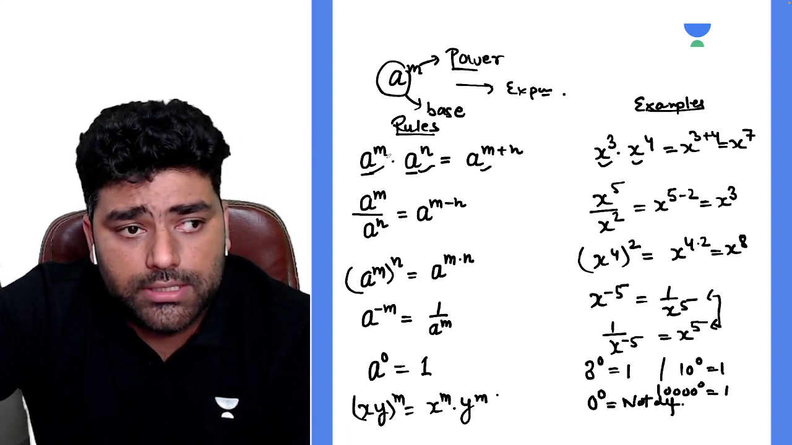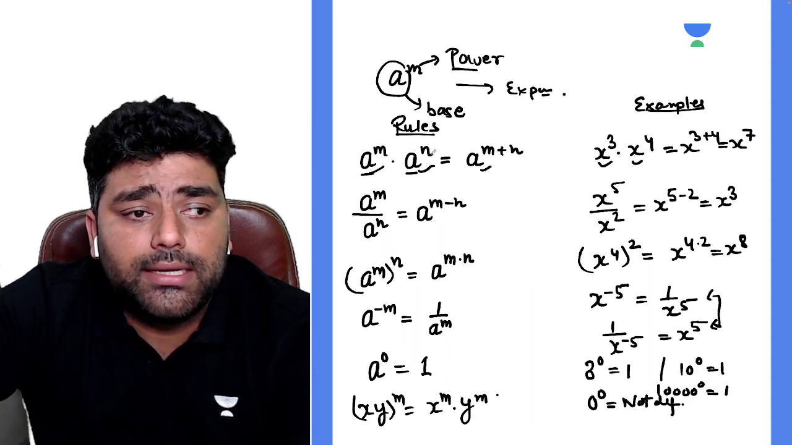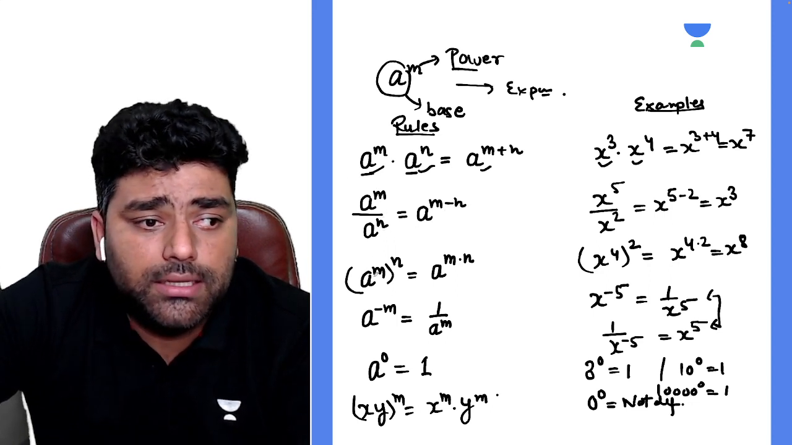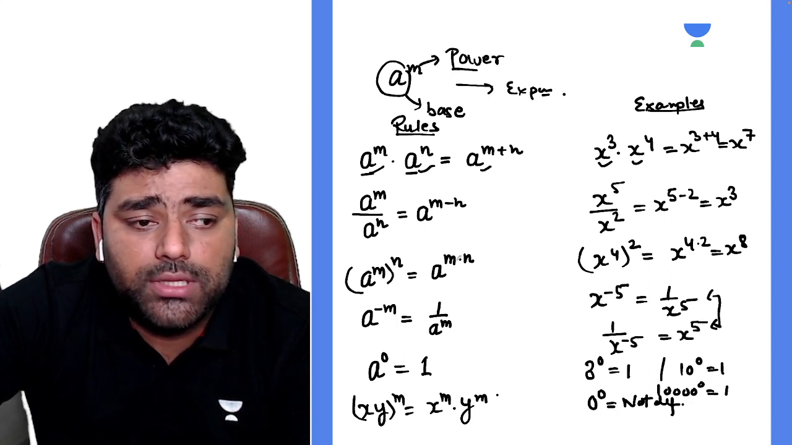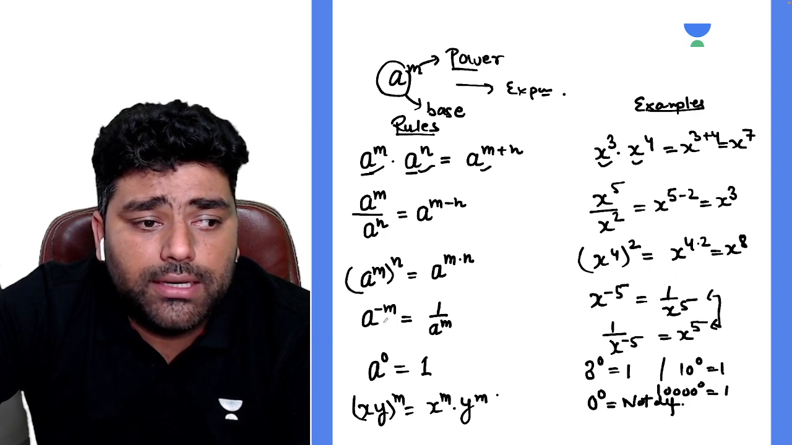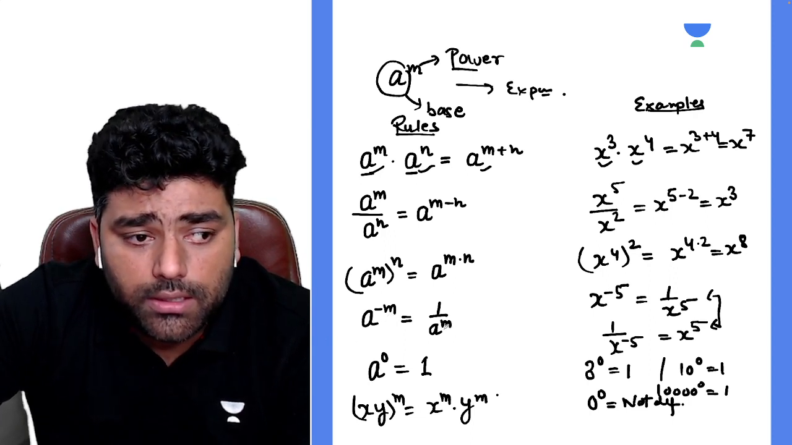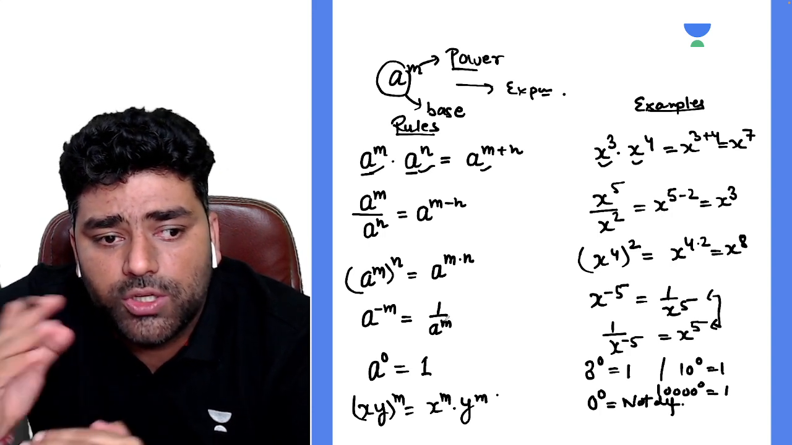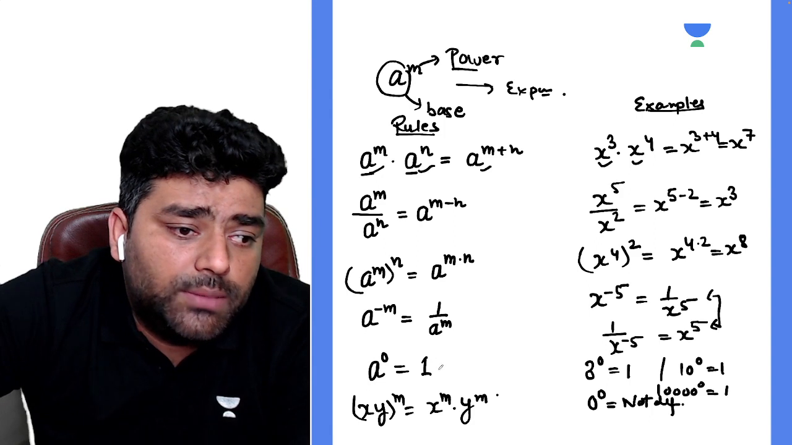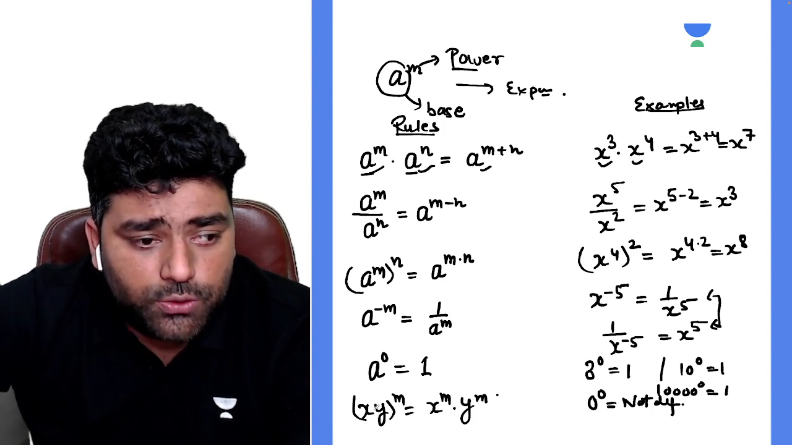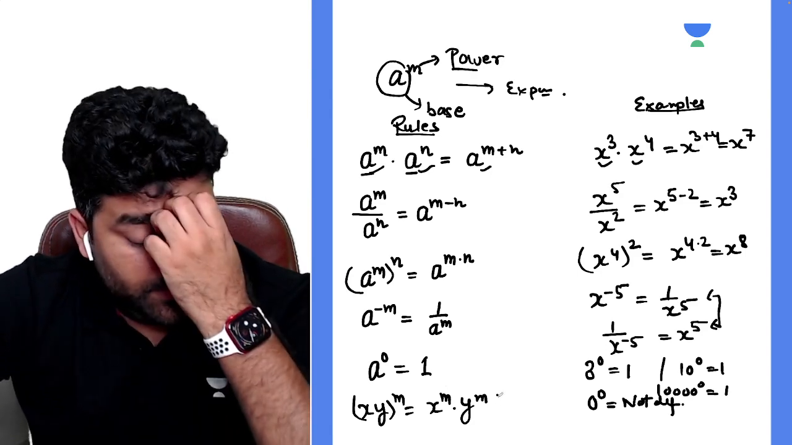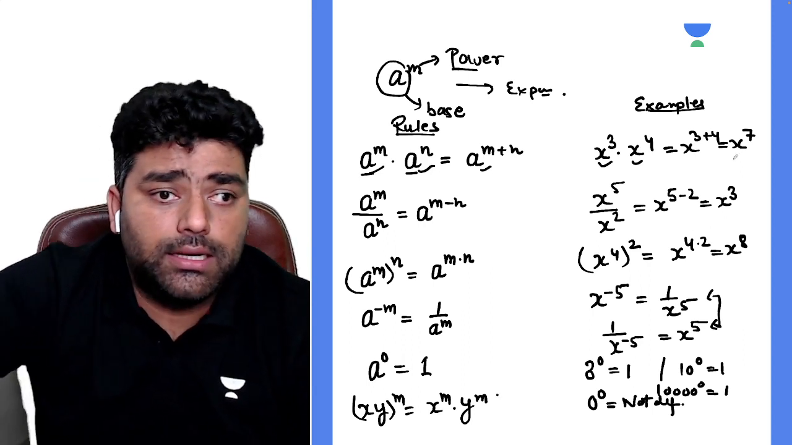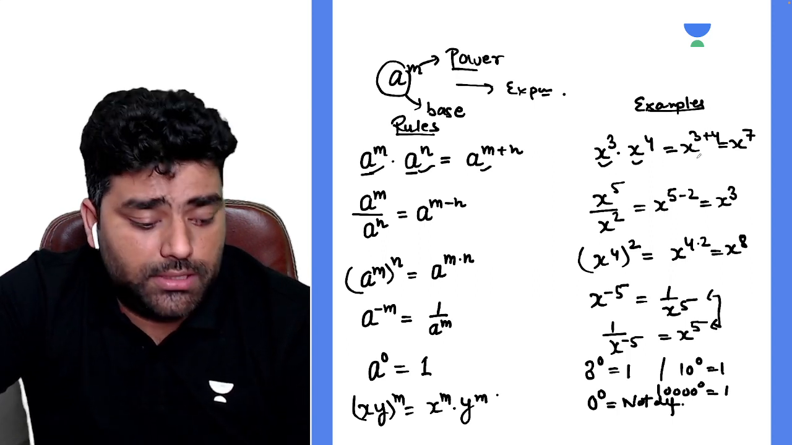Okay, hope you understood this concept, or you can just say the rules. a to the power m multiplied by a to the power n is a to the power m plus n. a to the power m divided by a to the power n is a to the power m minus n. Then we have a to the power m to the power n, that is a to the power m times n. And a to the power minus m is equal to 1 over a to the power m. So the power becomes positive when you switch from numerator to denominator, or denominator to numerator, right? And then a to the power 0 is equal to 1. xy to the power m is equal to x to the power m times y to the power m. I have given the examples as well, so you can check these examples.